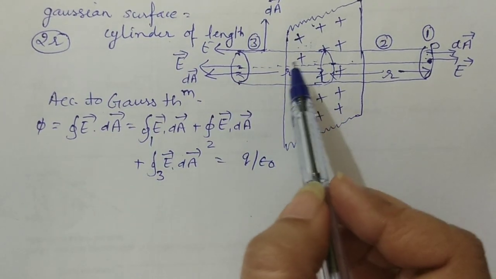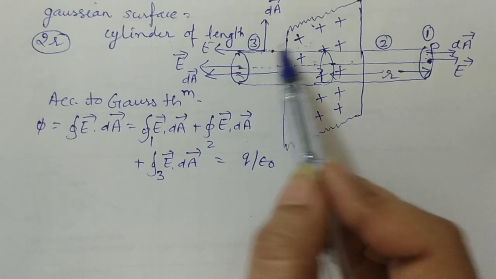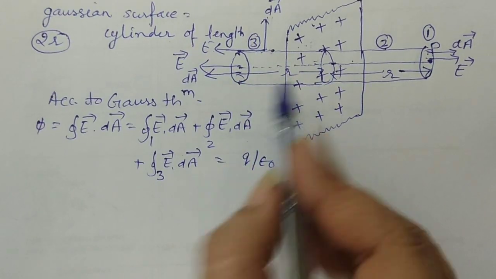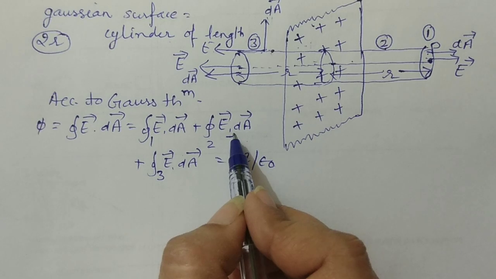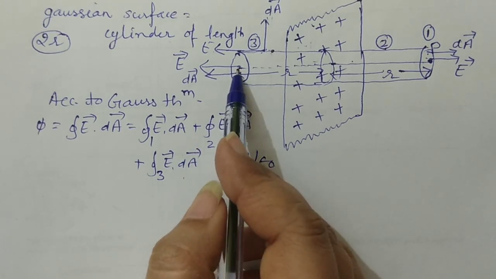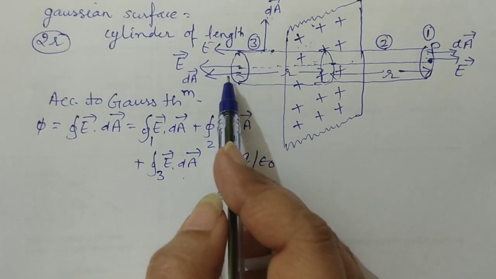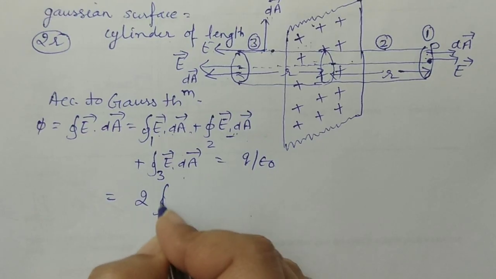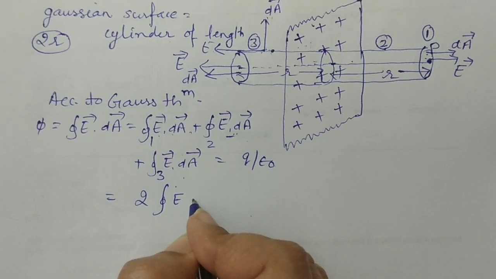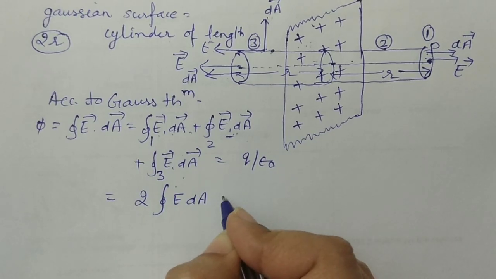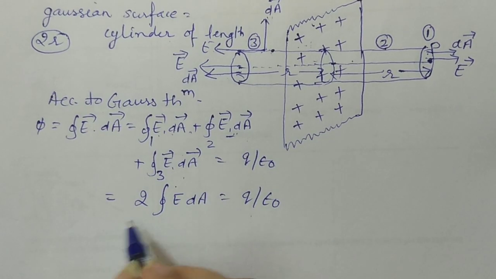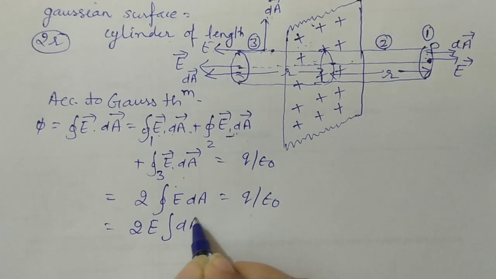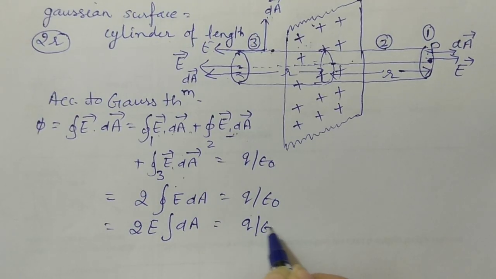Now we can see that for second surface, the area vector and electric field, they both are perpendicular. So this integral will be 0 because here theta is 90. And 1 and 3, they both have same value, E and A, both in same direction. Theta will be 0. So this is simply E into A. So we can write it as twice integration of E into dA, that is equal to Q upon epsilon naught. 2E is out of this integration sign, so integration of dA, Q upon epsilon naught.